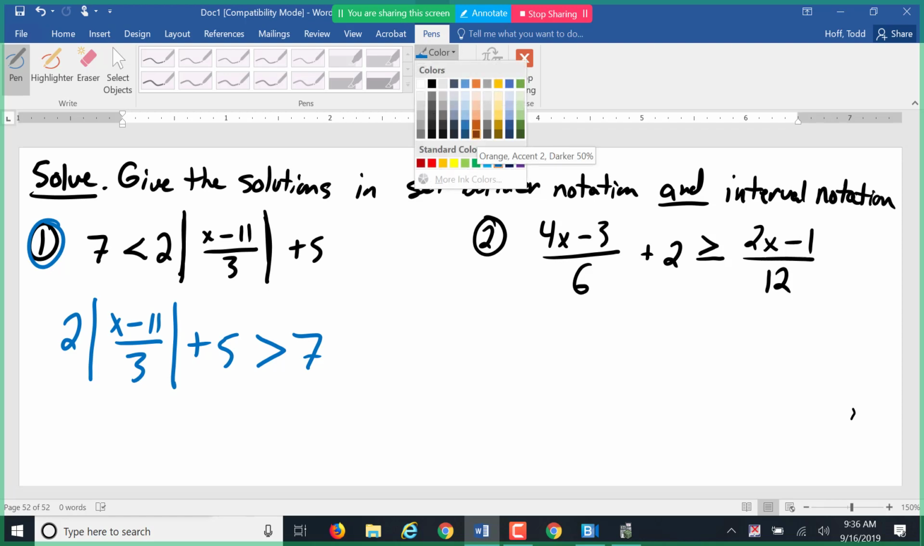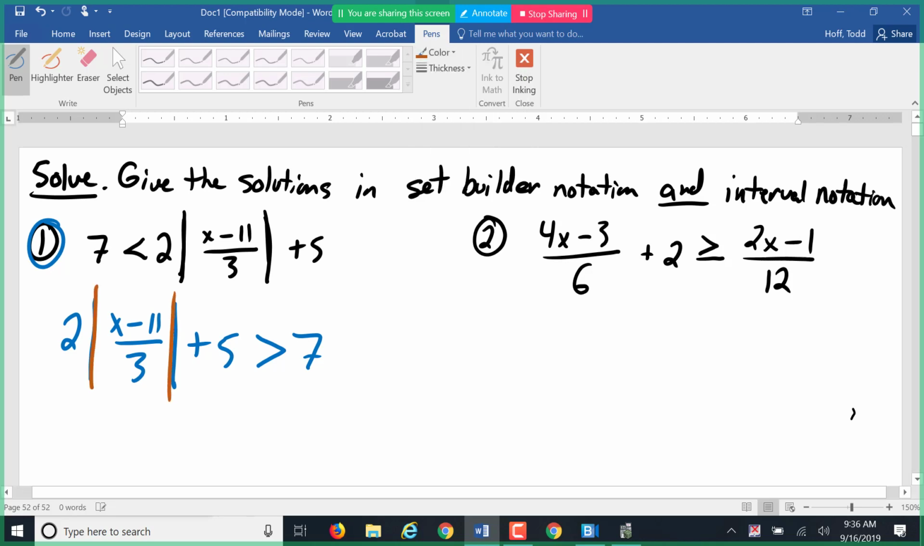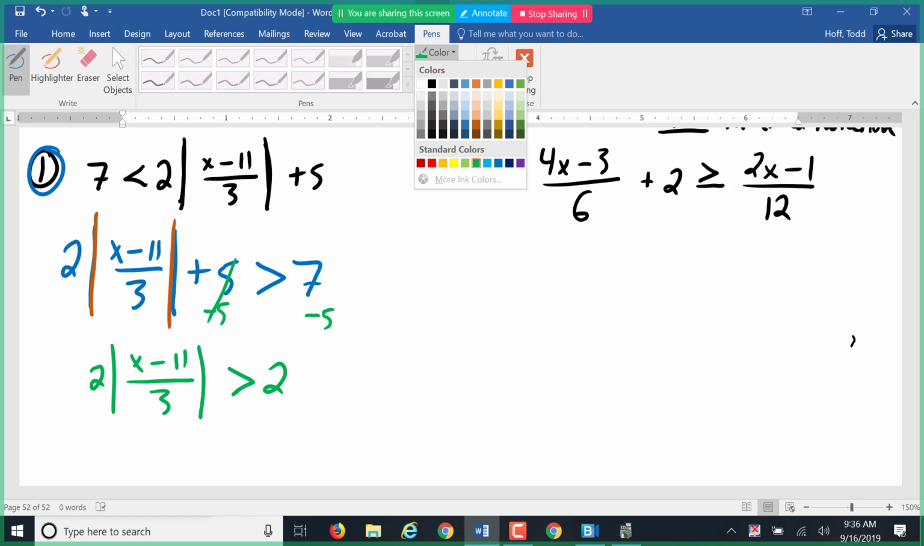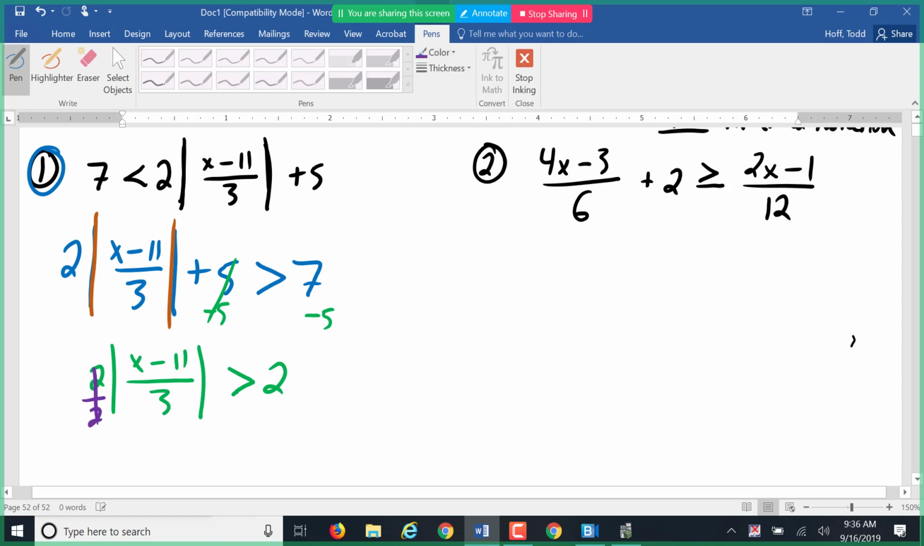And then with these absolute value inequalities, remember, we had to basically solve it twice. We solve it the first time to isolate the absolute value, this part of it right here. And it's just like solving a standard linear equation. We're going to subtract the 5 from both sides. Now we have 2 times the absolute value of x minus 11 over 3 is greater than 2, and we'll divide by the 2. So now we've isolated that absolute value.